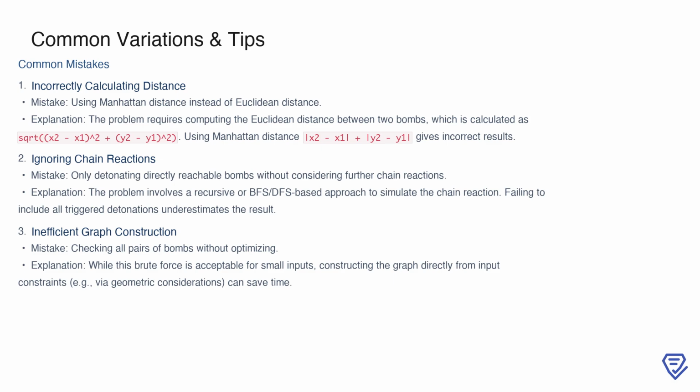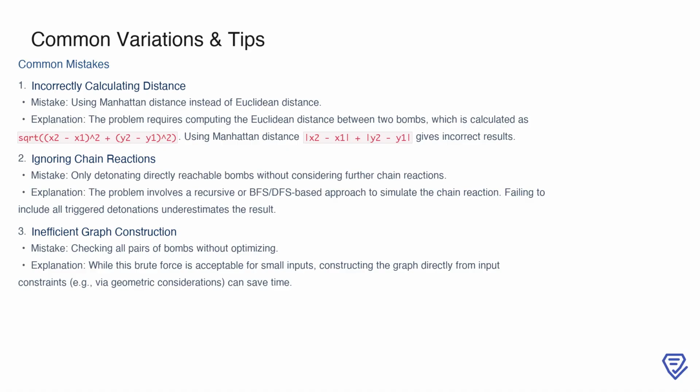Another frequent pitfall is ignoring chain reactions. This problem isn't just about checking which bombs are directly reachable, but also about recursively or iteratively simulating the entire chain of explosions using methods like DFS or BFS. Missing these chain reactions can significantly underestimate the number of detonated bombs.